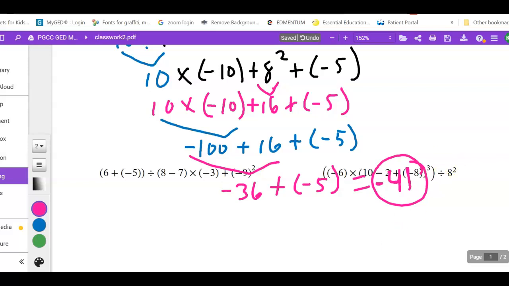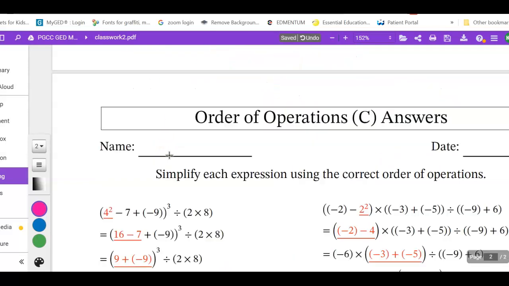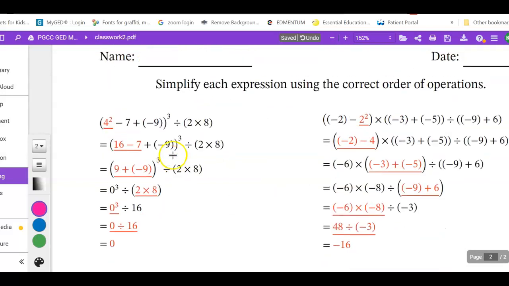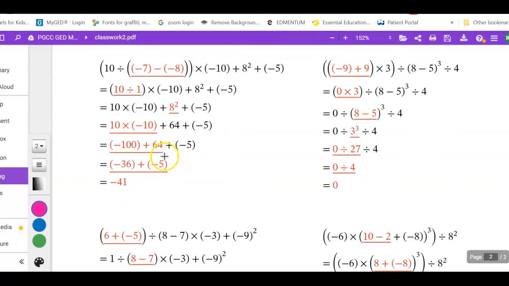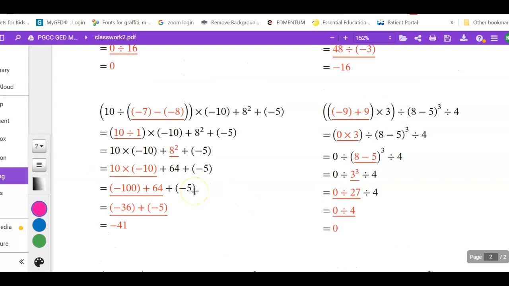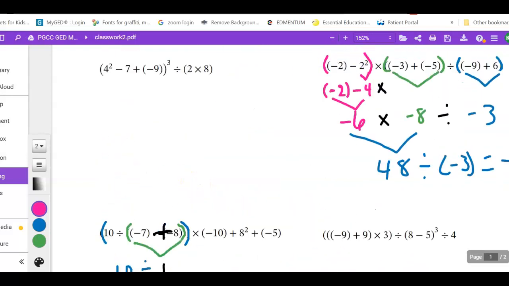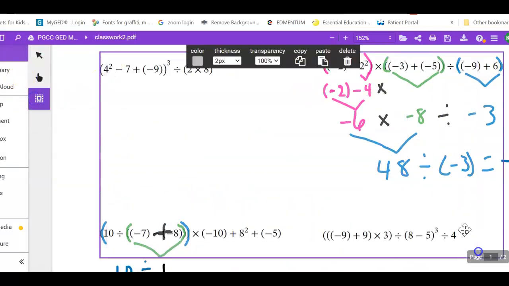Now again, don't forget to practice on your own. Most of the sheets I provide in the Google Classroom also have the answer keys attached. Look at that, negative 41. All right, keeping up the practice. Here we go.